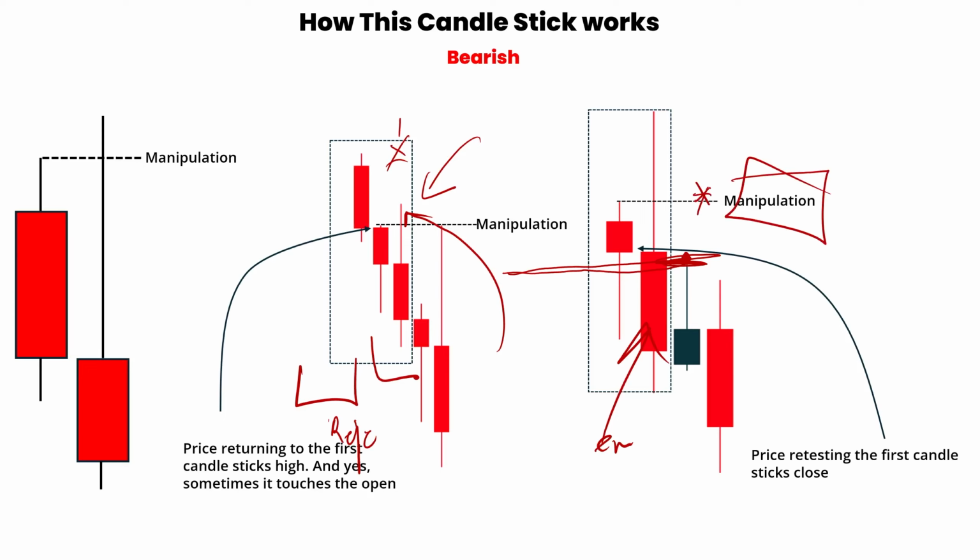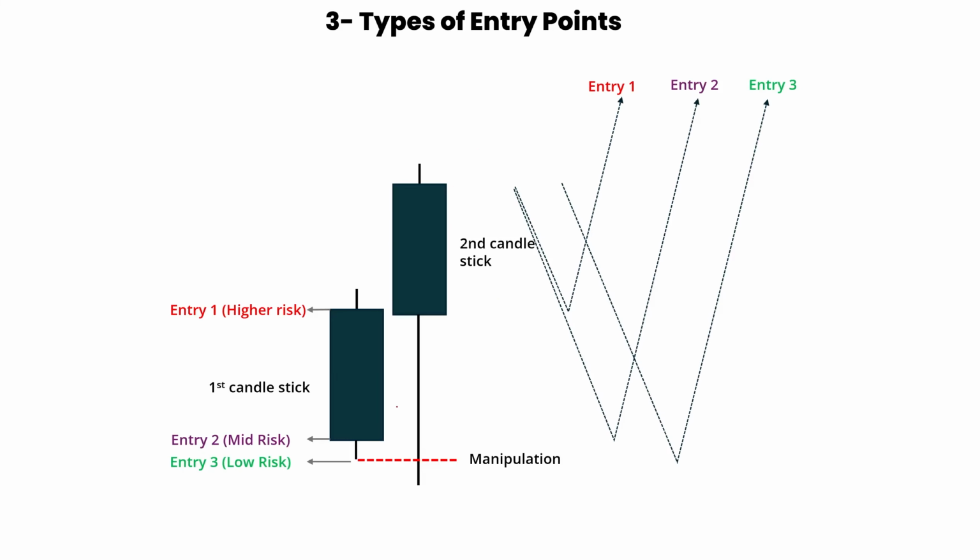Let's move on to three types of entry points. We have three types of entry points, guys. This one is a higher risk. On this first candlestick, you will be looking to make your entries on the close of this candlestick. But if you want to catch a little bit more profit, you can still wait for the market to make an entry on entry 2, on the open here. And then lastly, price likes to retest on the low of this first candlestick. This is where you'll be looking to go long.